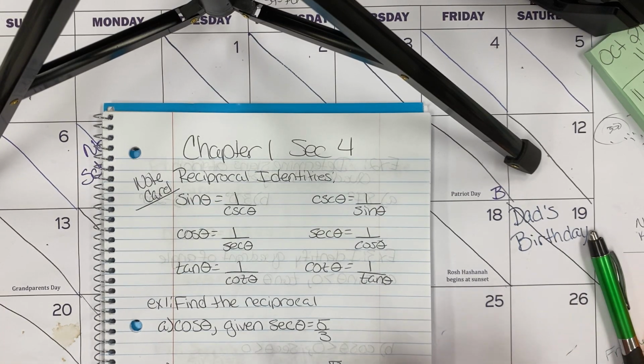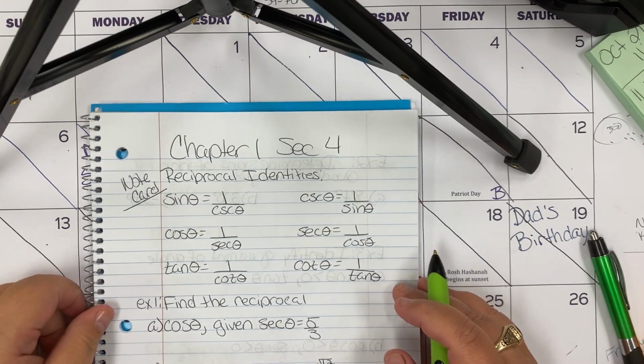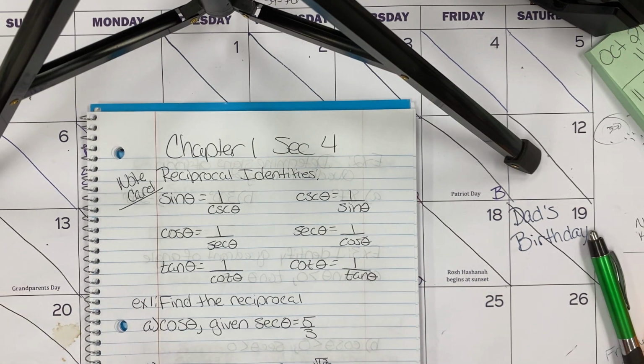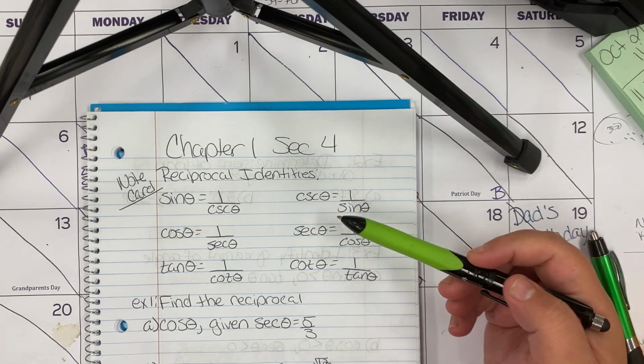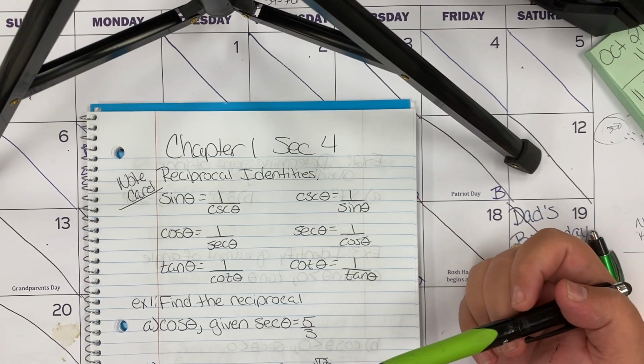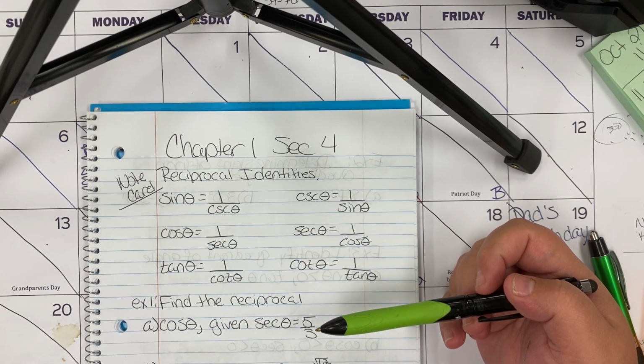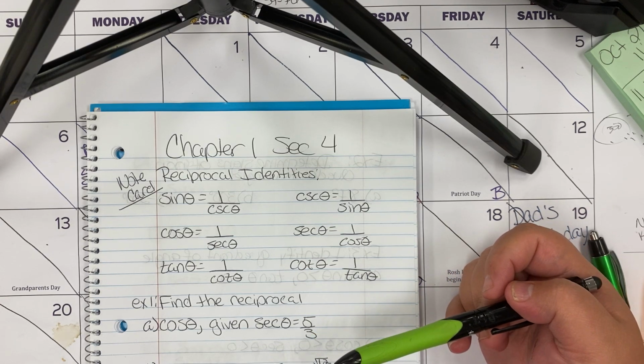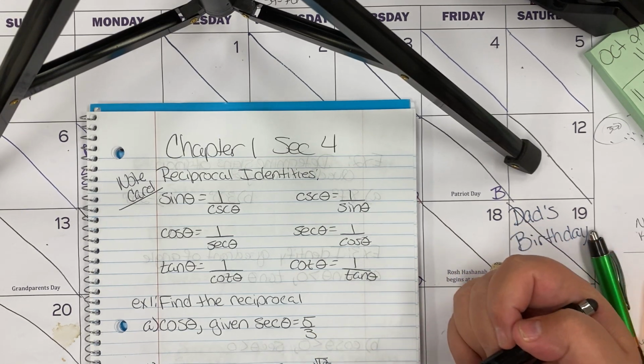Okay guys, this section is a little bit longer and I apologize for that, but we will get through all of it. So chapter 1, section 4, we're going to start talking about reciprocal identities. It's going to start talking about identities in general. An identity is a true equation. So x equals x, that's a true equation.